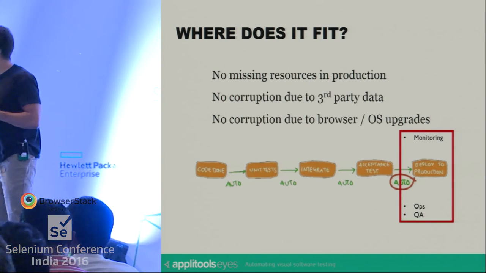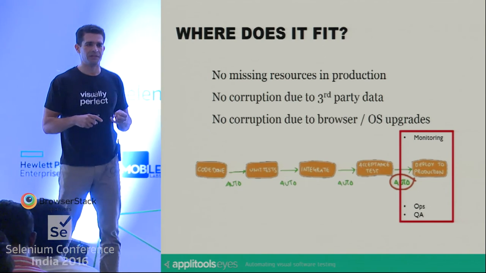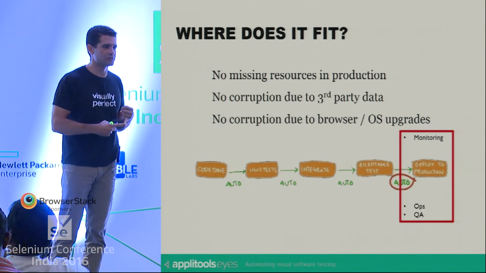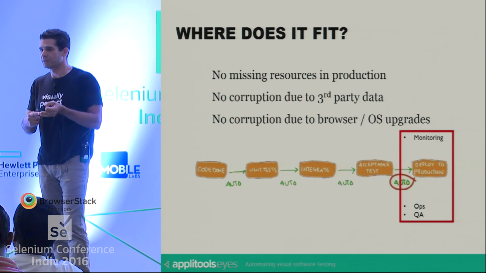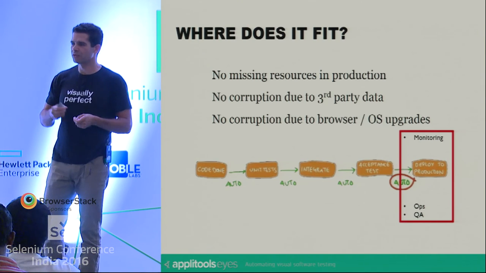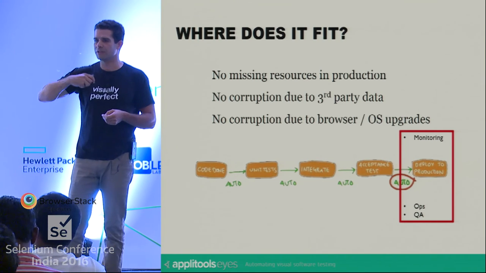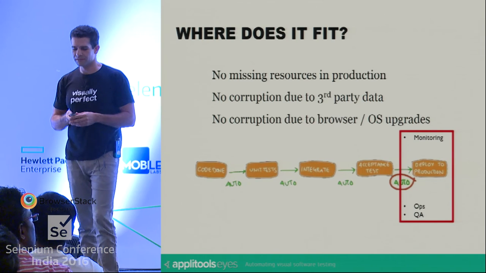And of course, there are many teams that are doing visual testing in production. You can find that there are no missing resources on your production servers. You can make sure that there is no corruption due to third-party upgrades, if the browser upgraded or some component, or maybe you're consuming data from a third party and want to make sure that it continues to arrive and nothing is broken in your test.